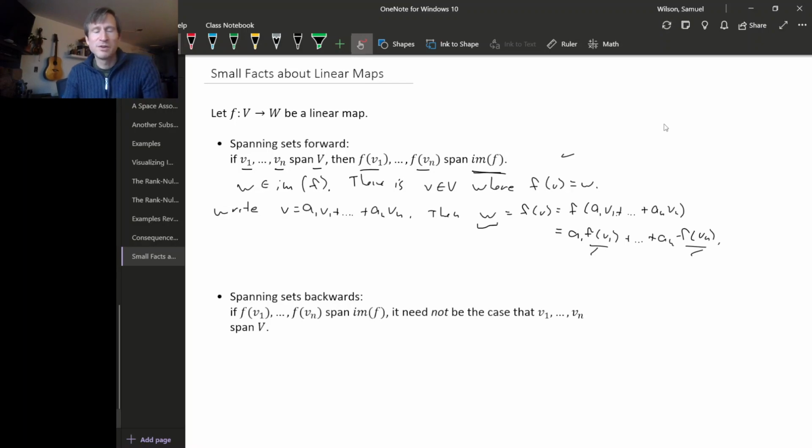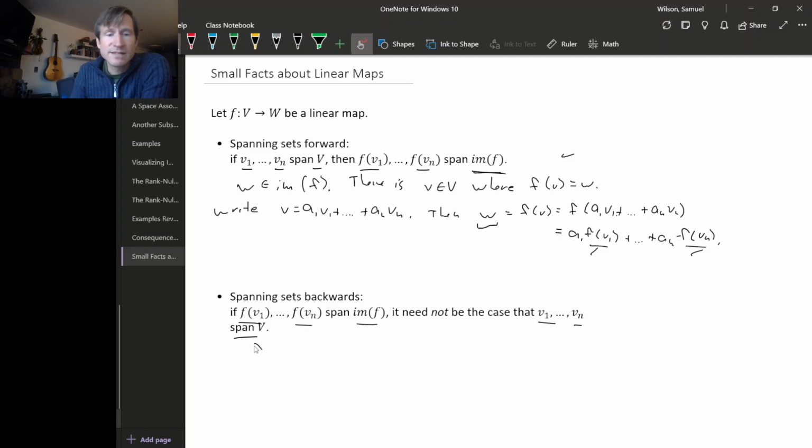So that one's proved. All right, so how about if you have a spanning set on the image side, does that mean you started with a spanning set on the domain side? And the answer to this one is no. So if we have some vectors whose images span the image of f, it need not be the case that those vectors span the original space V. I just need to give you an example of this.